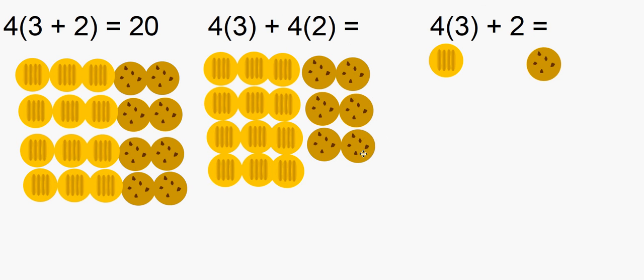And the idea is that you should see that even though I'm doing this differently, the order of operations tells me to do this differently, I'm still ending up with 20 cookies.